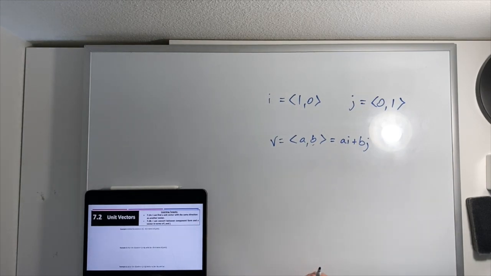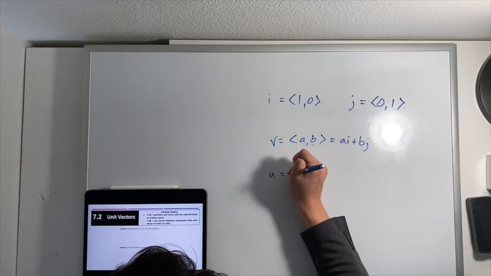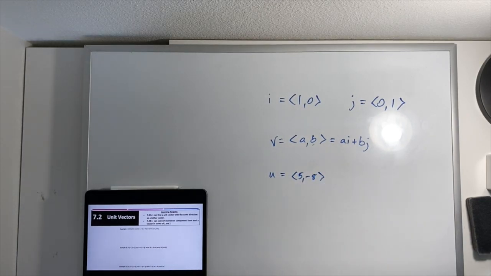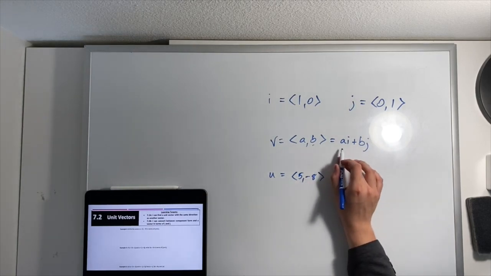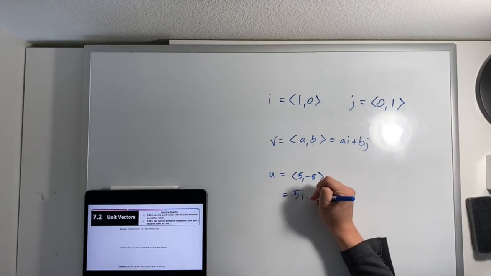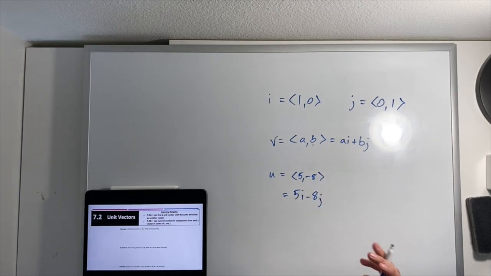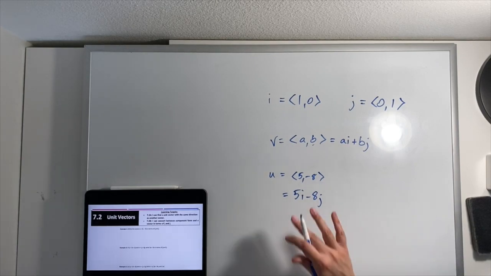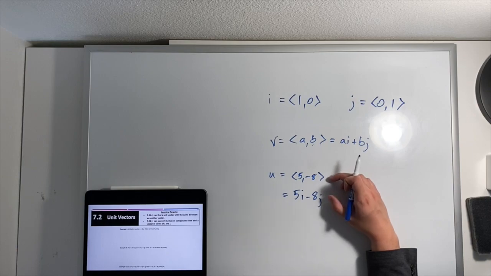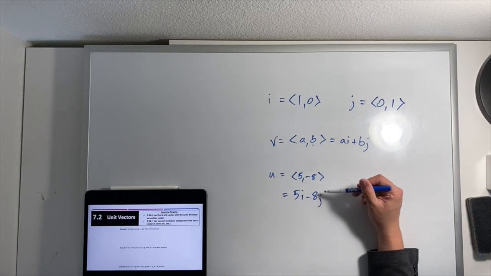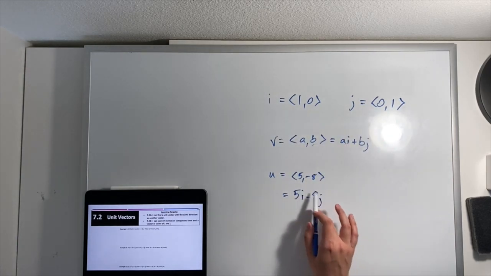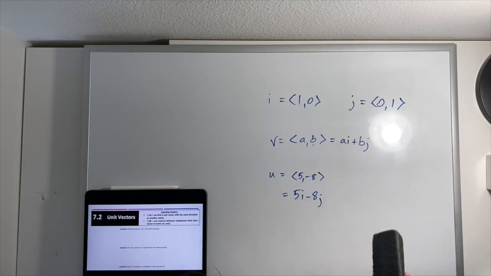Let's look at some examples. Write the vector u equals <5, -8> in terms of i and j. Well, what is a? And what is b? That's it. That's literally all we need to do. Okay, so we can express vectors in both of these different notations. They give us the same information. We're just using these 2 unit vectors to simplify some of our calculations.